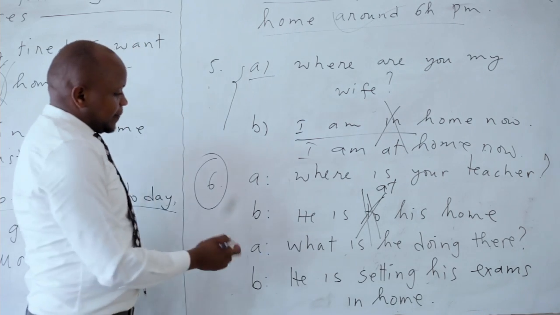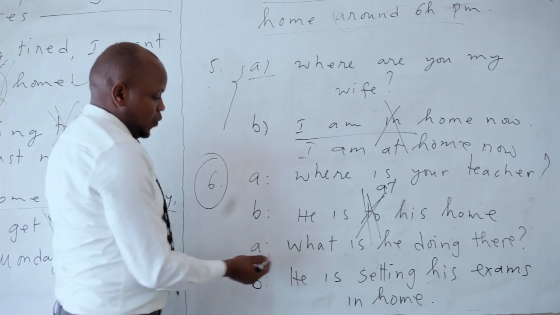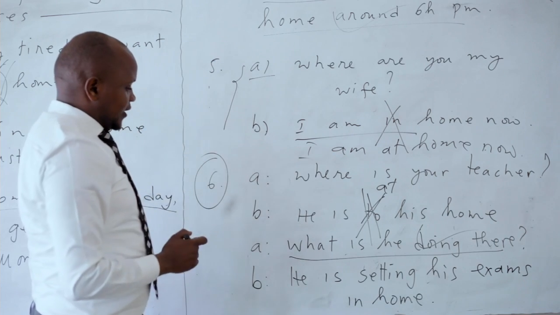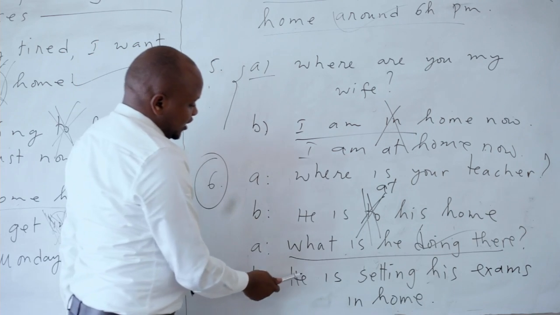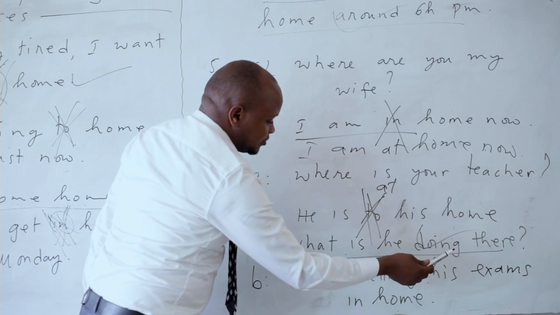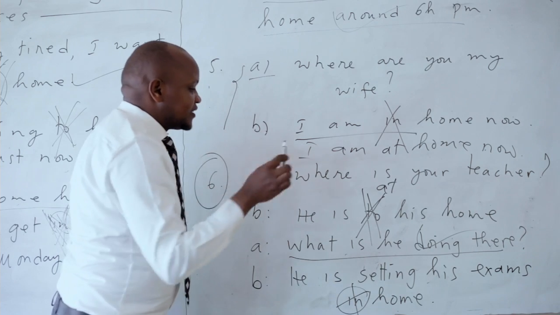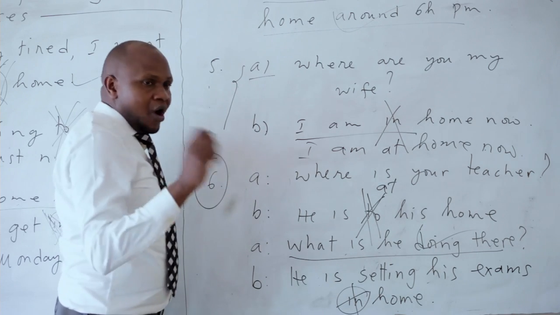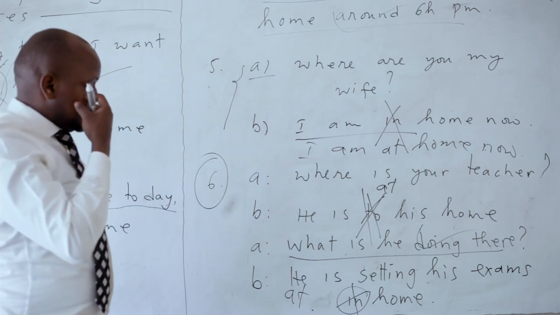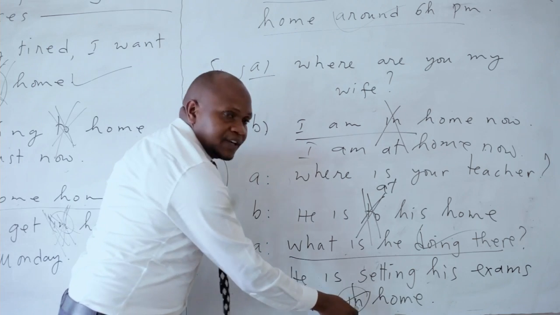Nice. Then, what is he doing there? This is perfect. It is correct. Then here you say, he is setting his exams in home. Negative. He is setting his exams home or at home. Yes, which means that he is doing something at home. Don't say he is doing something in home.